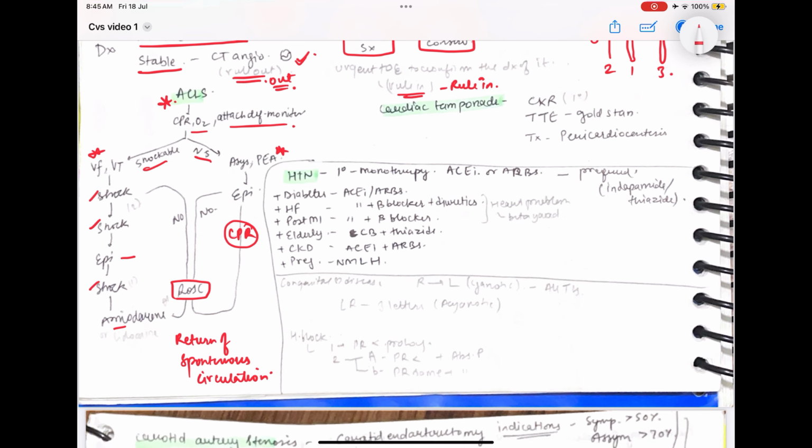So likewise. Now for cardiac tamponade, I want you to remember that the initial investigation is chest X-ray, the gold standard is transthoracic echocardiogram, and the treatment is pericardiocentesis, and Beck's triad everyone knows.